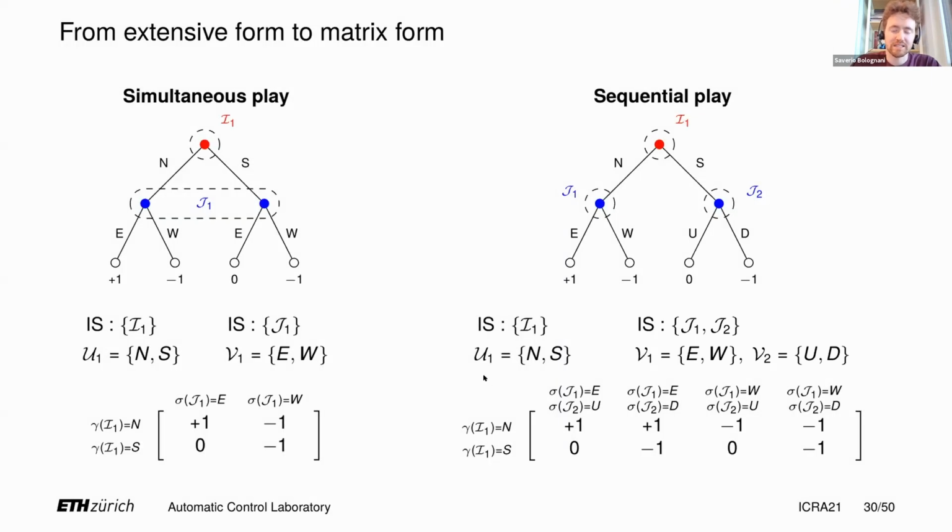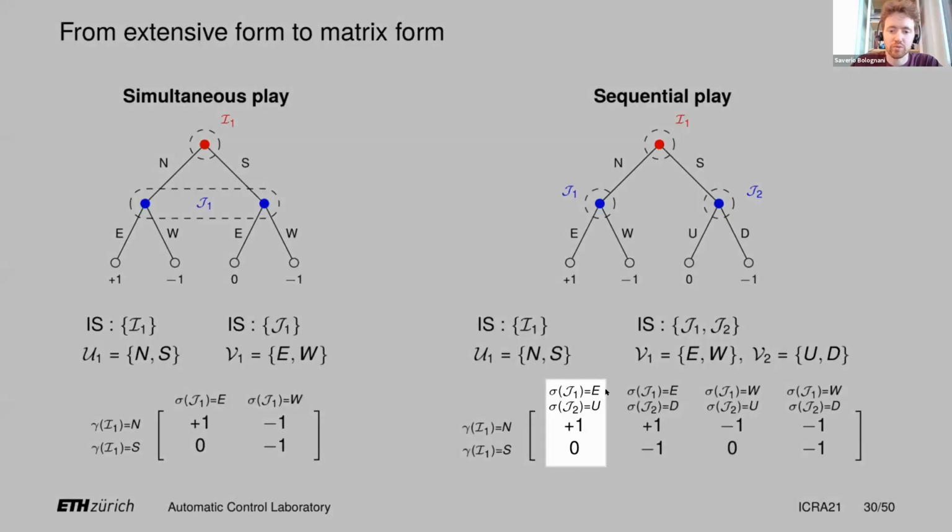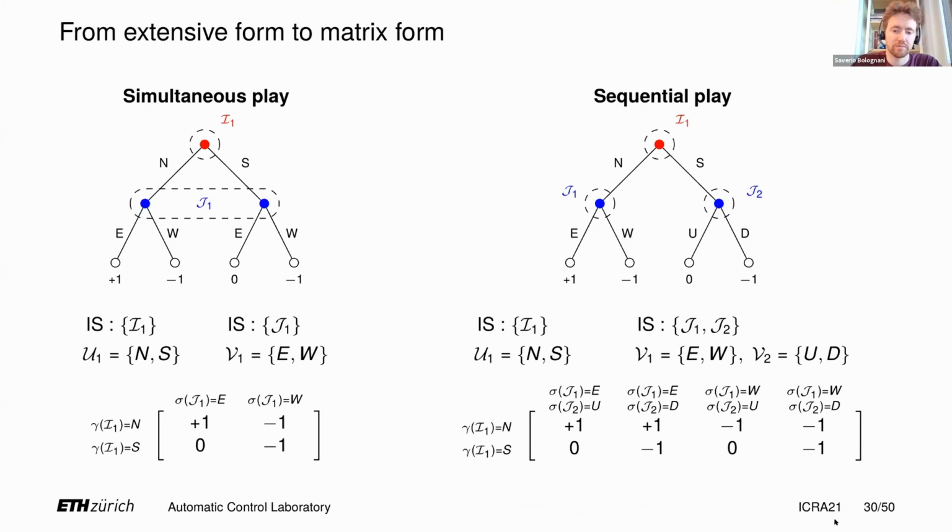And what's interesting is that the pure strategies are actually all the possible maps from these information sets to the available actions. So you have 4 of them, right? You have a pure strategy, for example, where player 2 plays east in the information set 1 and plays up in the information set 2, and all possible combinations. But this matrix representation here is exactly equivalent to the tree representation, and you can solve it exactly as we solved the matrix games before.